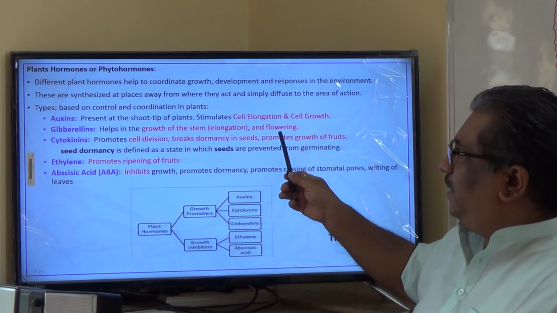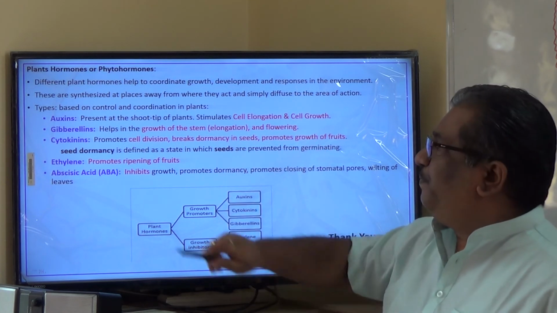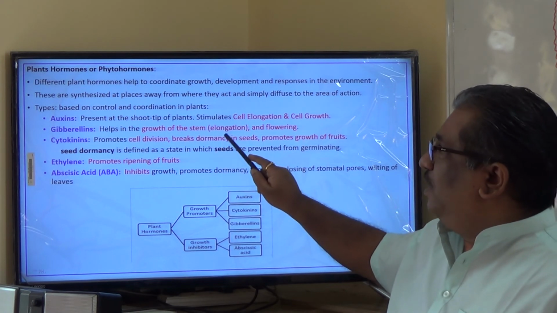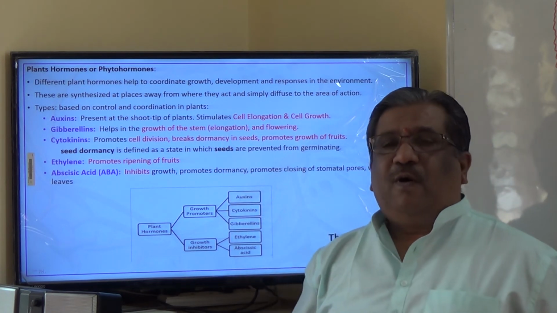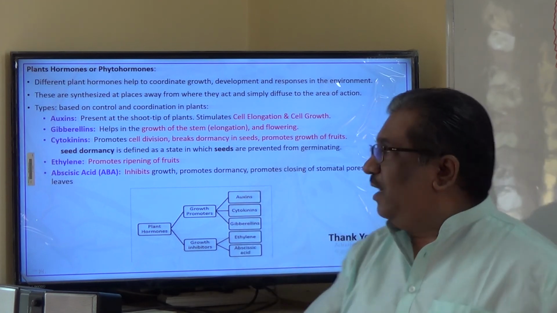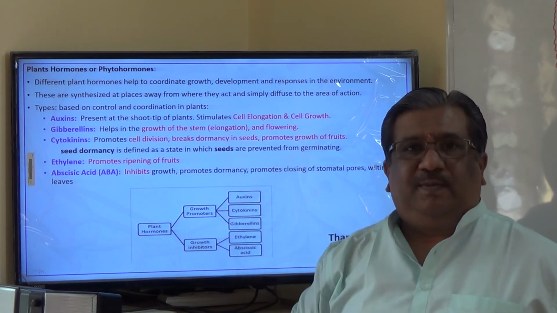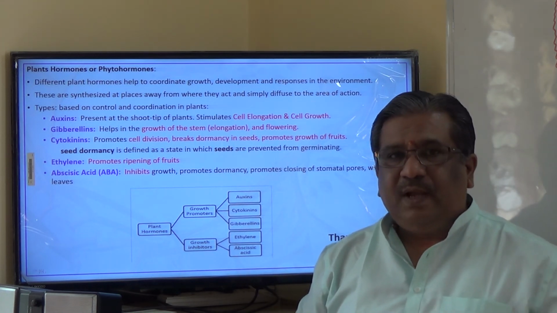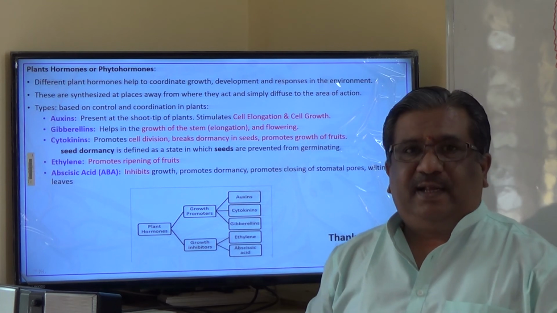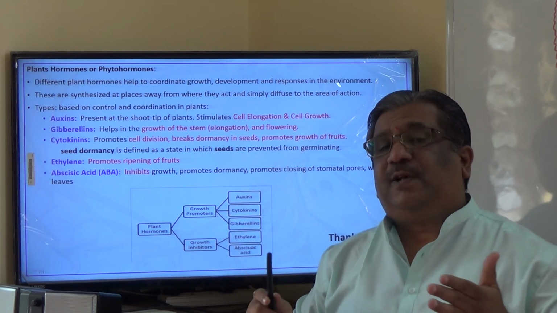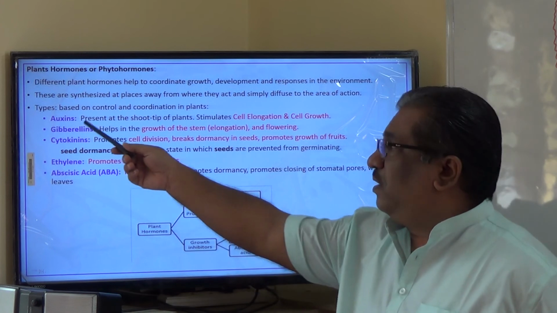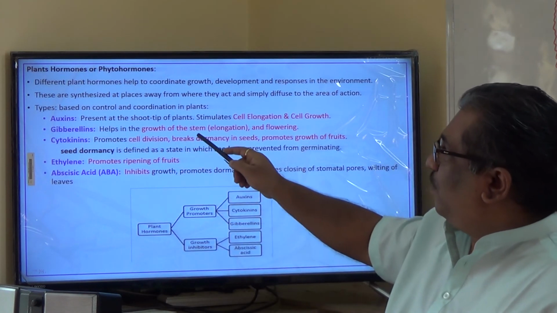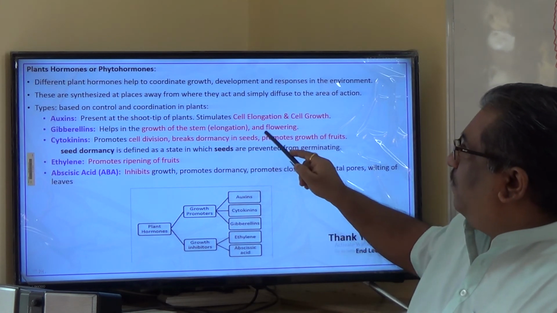Whatever I have highlighted in red is the textbook description. Next, gibberellin: growth of stem elongation. Now a doubt will come: auxin goes there and elongates cells for stem growth, so gibberellin is also possible, right? Yes, this is exactly what happens. If you have a question in your NCERT textbook, what is responsible for cell elongation? Auxin is responsible for cell elongation. Gibberellin helps in the growth of stem elongation and flowering.